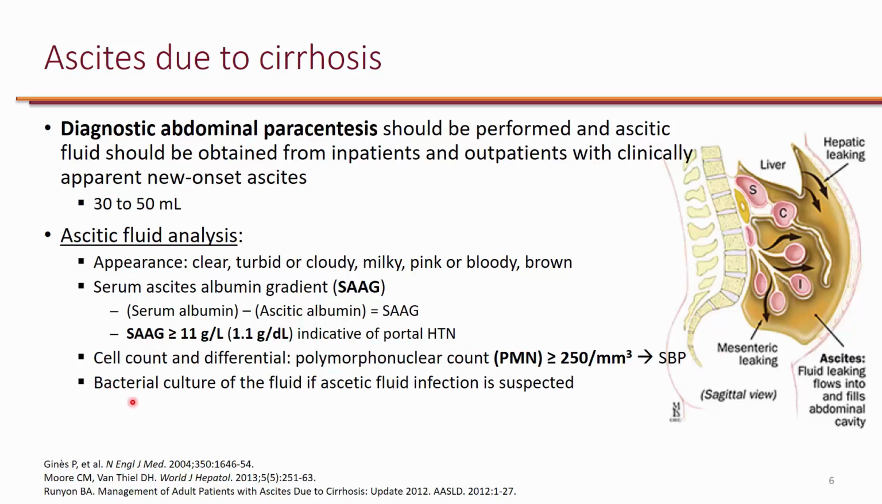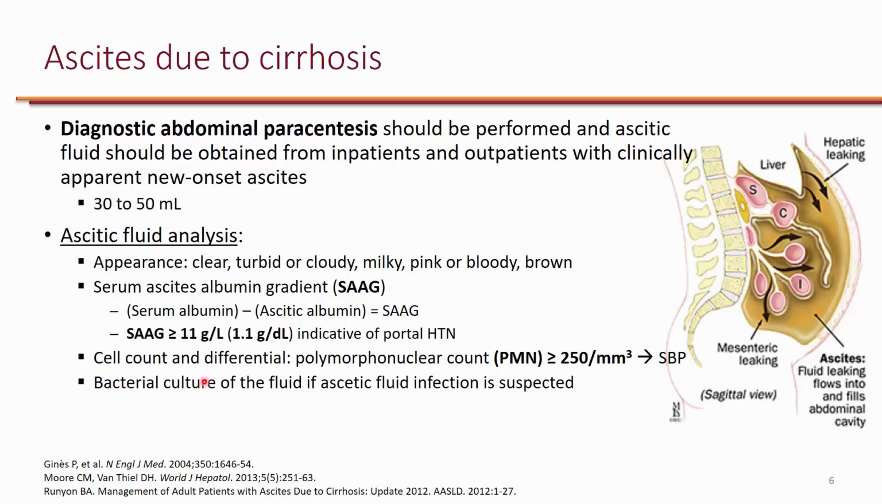Another thing that you can do with it, you can actually get cell count and differential. So if you get the PMN of at least 250 cells, this means that there's spontaneous bacterial peritonitis. So that means that you have bacterial infection in here. I will talk more about spontaneous bacterial peritonitis, or SBP, later in this video.